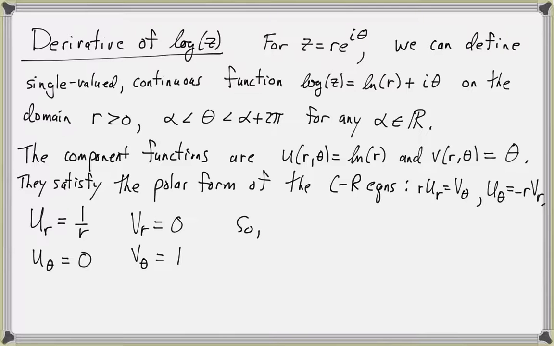So this tells us that this branch, it's called a branch of the log function, for this restriction of theta between alpha and alpha plus 2 pi. We call this a branch of the log function. So this branch of log of z is analytic on its domain.